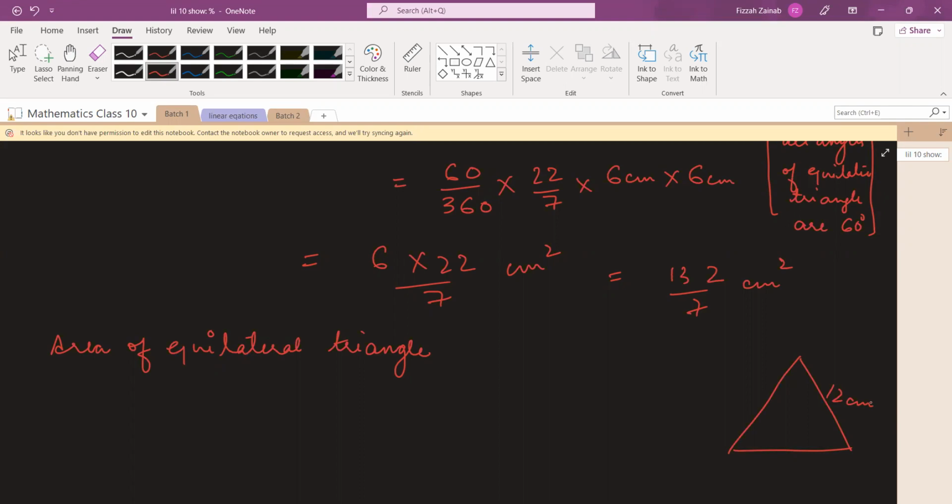Can everybody hear me? Is everybody here? Yeah, ma'am. Okay. See, now there's a long way of doing it. And if you already know the formula, you can directly use it, which is root 3 by 4 into side square. This is the area of the equilateral triangle. See, it's not that tough. I tell you how you get it.